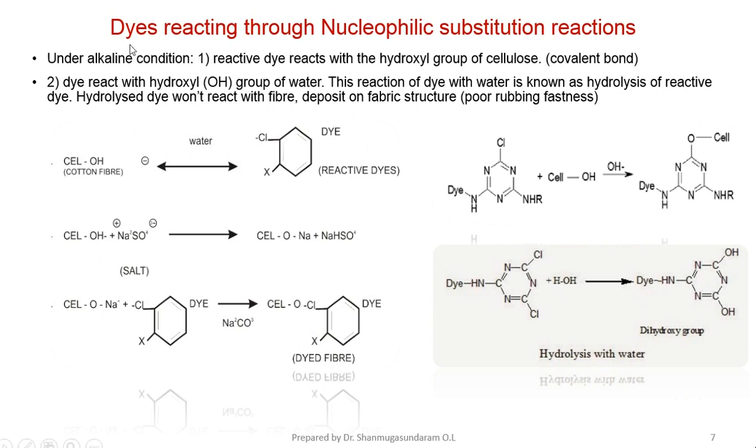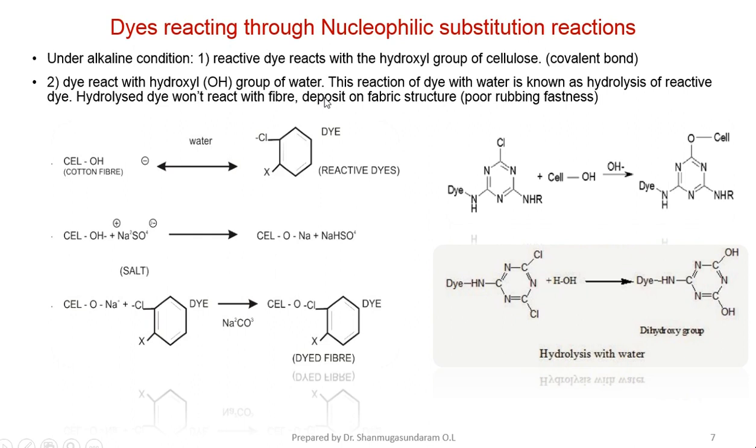These are all dye reactions through nucleophilic substitution reactions that take place during the dyeing process. Please look at the figure. These are all the reactions that take place during the dyeing process between the reactive dye and the fiber. While maintaining alkaline condition, what will happen? The reactive dye starts to react with the hydroxyl group present in the cellulose molecule. It forms a covalent bond. At the same time, the dye reacts with the hydroxyl group of water.